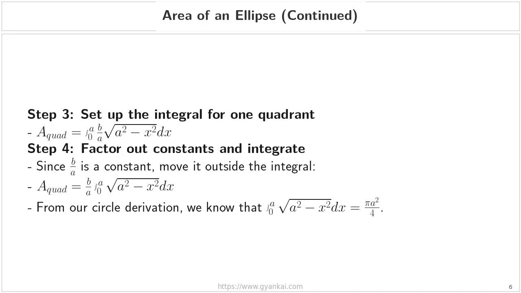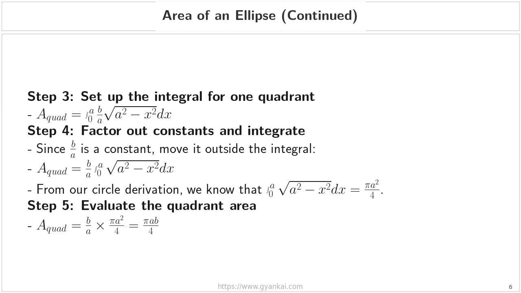Moving on to step 4, we can make our lives much easier by factoring out the constants. Since the fraction b over a does not depend on x, we can move it outside of the integral sign. This leaves us with the integral from 0 to a of the square root of a squared minus x squared with respect to x. Now, if you recall our derivation for the area of a circle from a few slides ago, you'll see that this specific integral is exactly what we just solved. We already know that the integral of the square root of a squared minus x squared from 0 to a evaluates to pi a squared over 4.